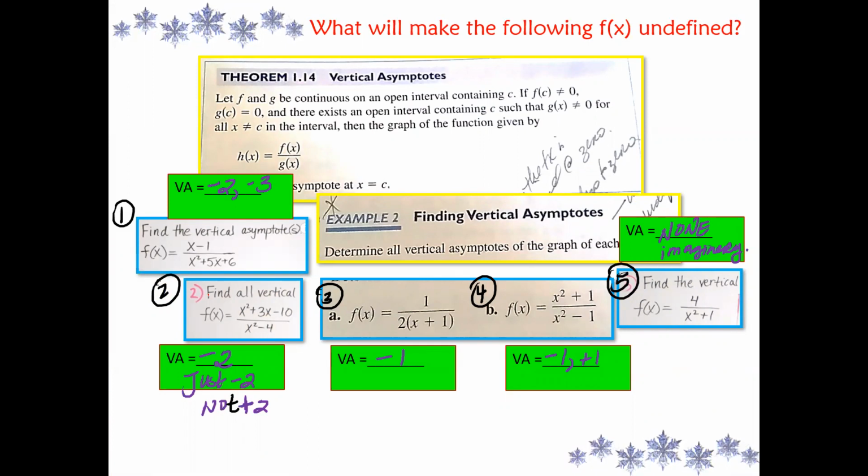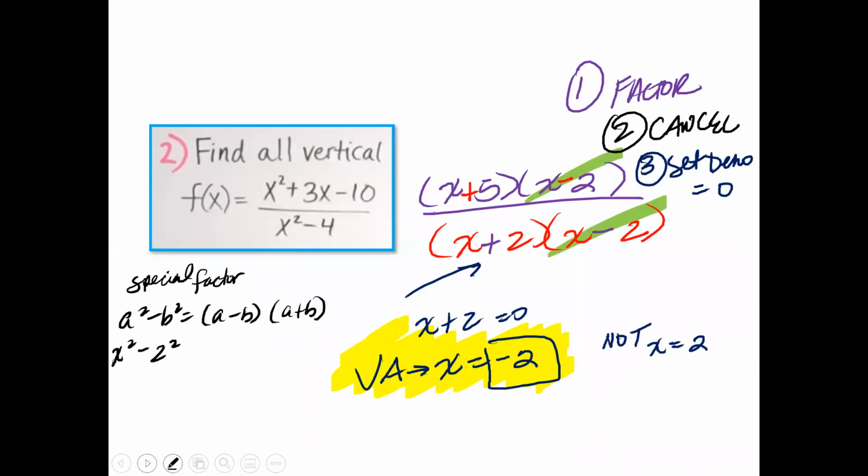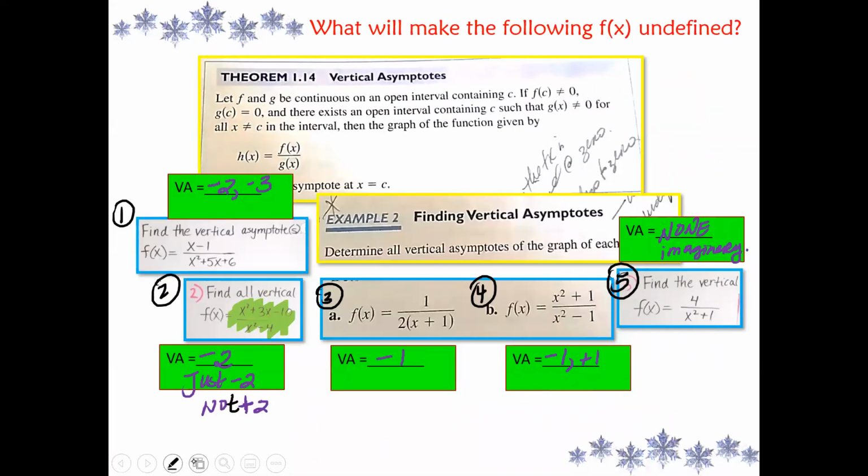I want to go ahead and go over number 2 right here. Because with the last example, we were not able to factor the numerator. But with this one, you would be able to, because if you take a look at x squared plus 3x minus 10, you will be able to factor the numerator into x minus 5, x plus 2. In the denominator, you can factor x minus 2, x plus 2.